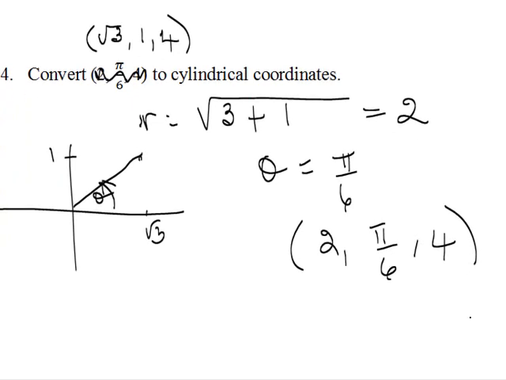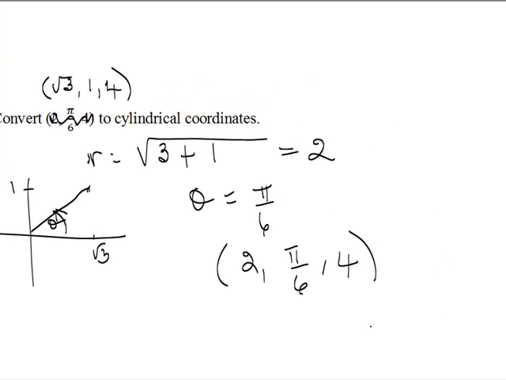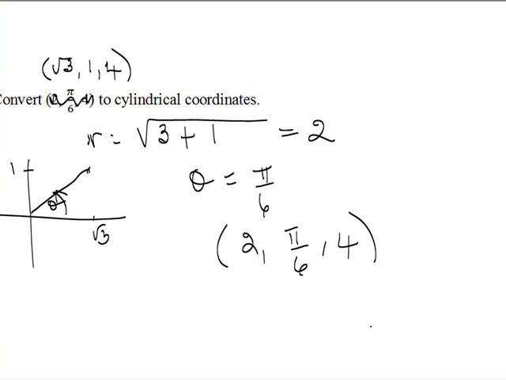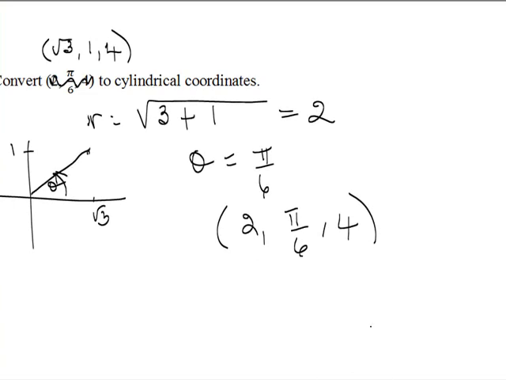Any questions on that before we move on? If you do the tan inverse of 1 over square root of 3, you get pi over 6. Okay. Tan inverse of 1 over square root 3 is pi over 6.